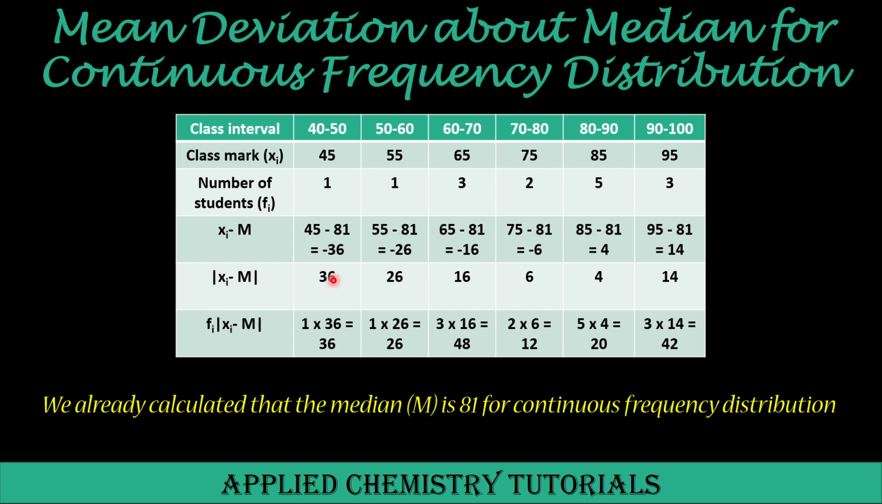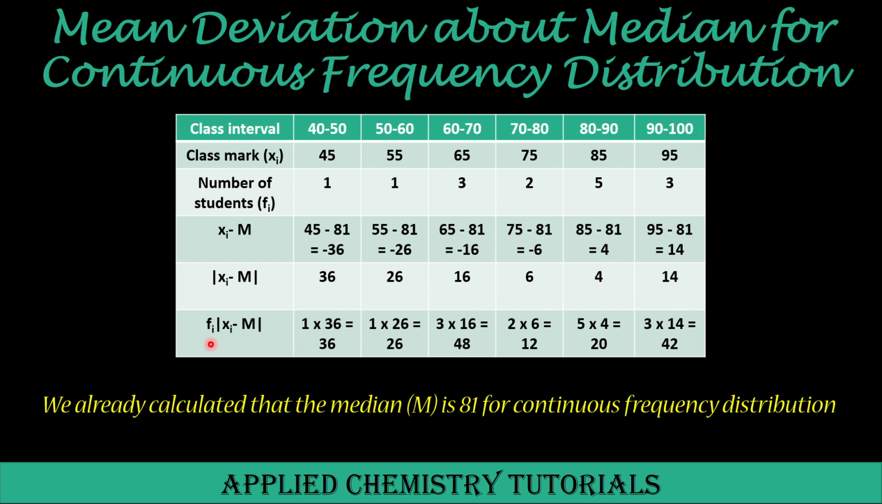Now, as we have M equal to 81, to calculate xi minus capital M, for the 40 to 50 class interval xi is 45, minus the median 81, so we get minus 36. Similarly, for 50 to 60 we have 55 minus 81, which equals minus 26, and so on. When we take the absolute values of xi minus capital M, the negative terms turn positive and positive terms remain positive. So minus 36 becomes 36, minus 26 becomes 26, and so on. And 4 remains 4, 14 remains 14.